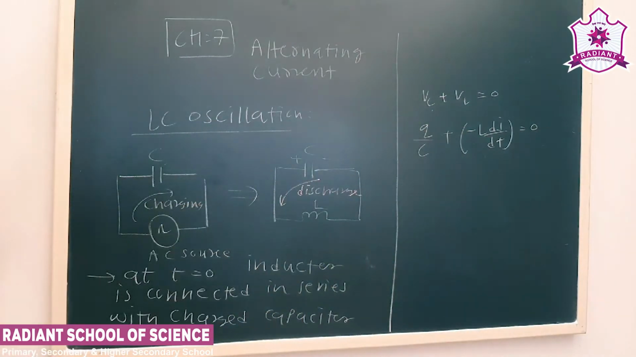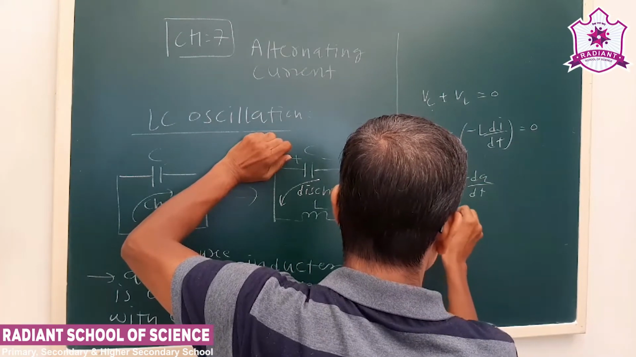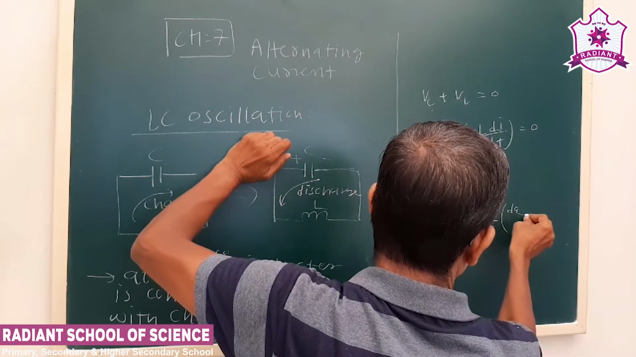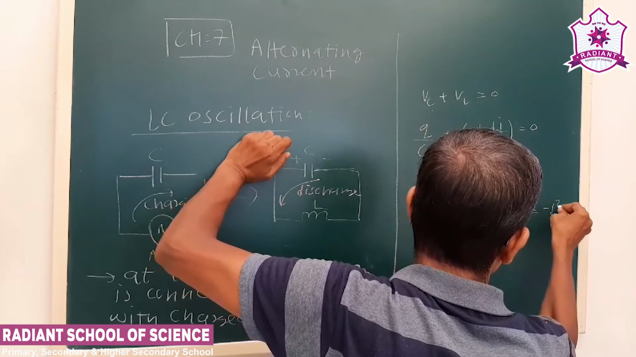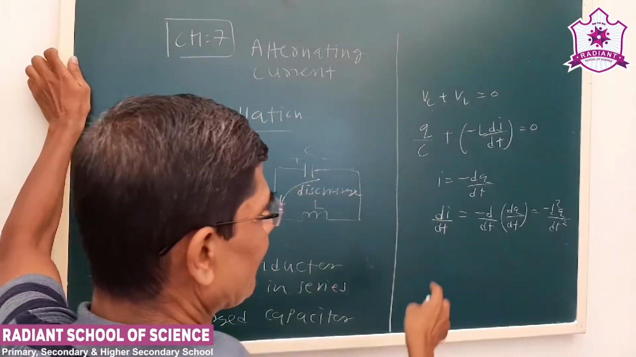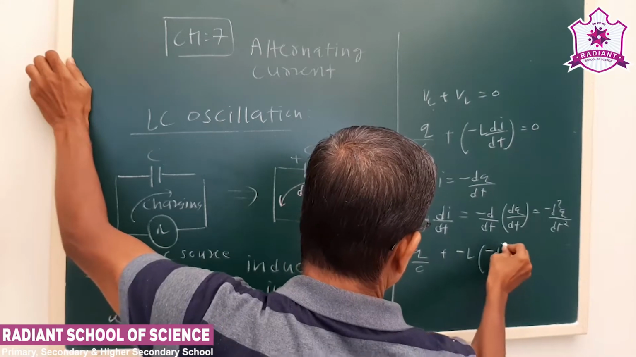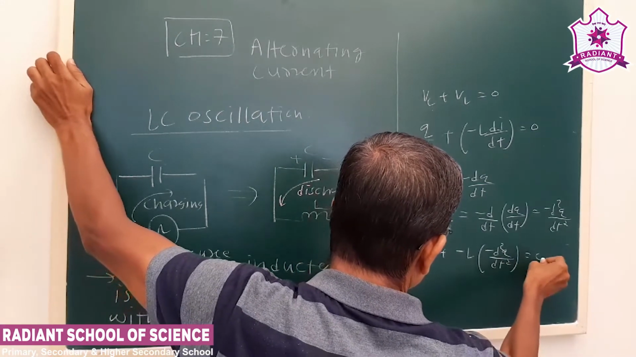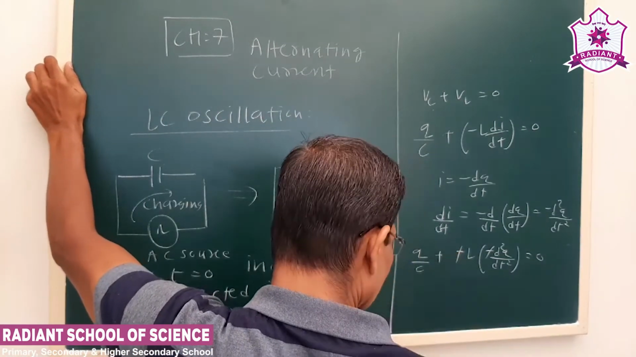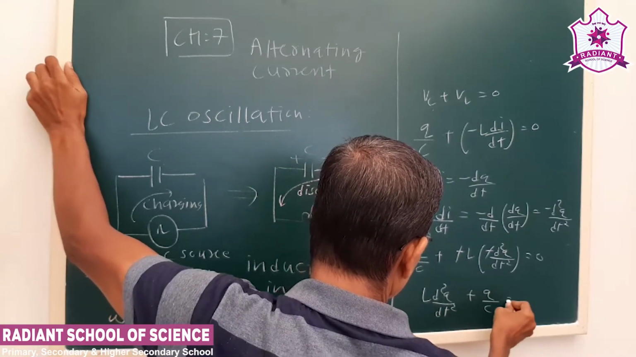Now here the charge is decreasing. So we can write I is minus dq by dt, and di by dt is minus d by dt of minus dq by dt, I have taken it common. So this di by dt will become minus d square q by dt square. So this negative sign will get cancelled, so it will become positive. So it will be L d square q by dt square plus q by C is 0.